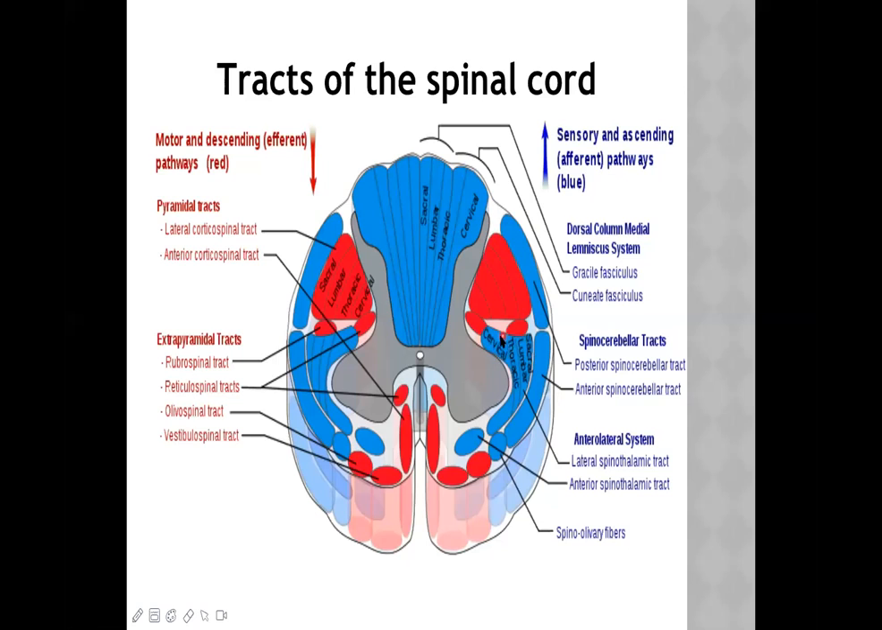Another important ascending tract is called, see this area, this is known as spinothalamic tract. It is also again lateral and anterior. So you can clearly see here. And then another one is called spinocerebellar tract. So these are the important ones than the other. Let's move on.